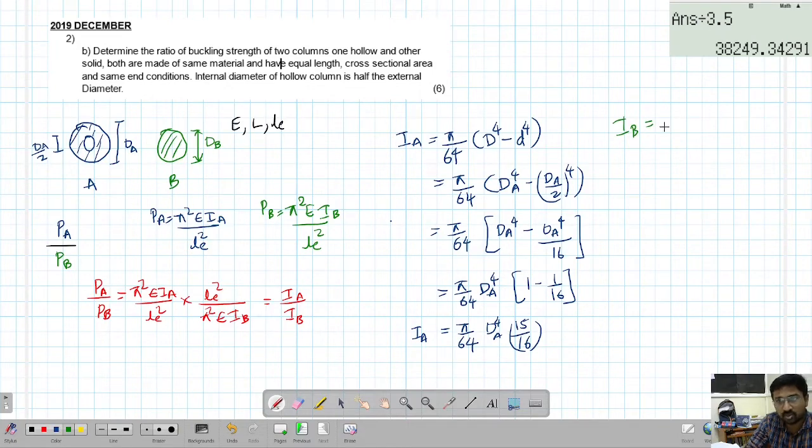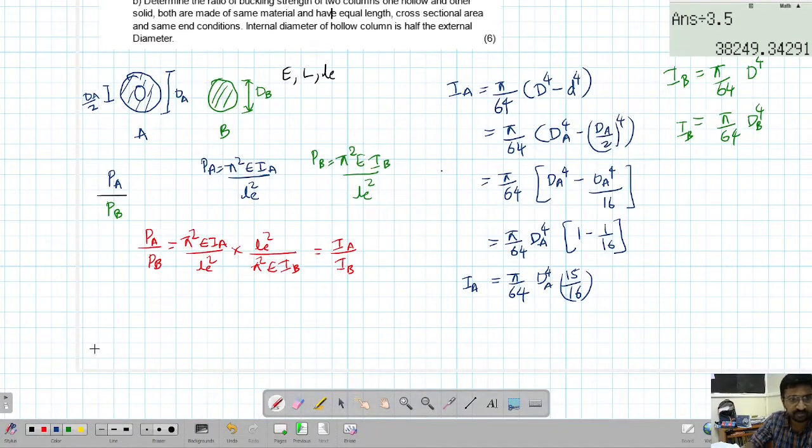IB is solid, so pi by 64 into d to the power 4 is the general formula. So in this case, it is pi by 64 into dB to the power 4. This is IB. Okay. Now let us find the relation between dA and dB. For that, it is given in the problem that both columns have the same area. So you will use that.